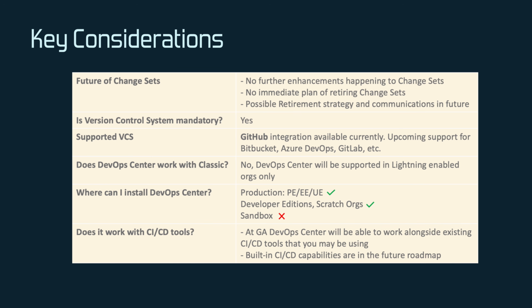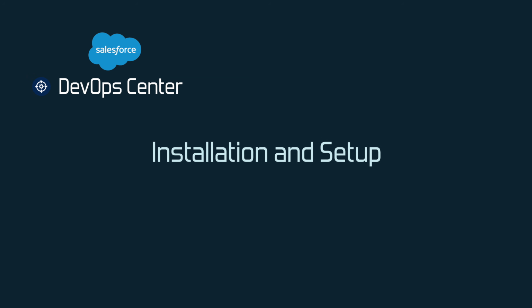DevOps Center only works in Lightning and can be installed in production orgs, developer edition orgs, and Scratch orgs. It cannot be installed in sandboxes. DevOps Center will be able to work alongside existing CI/CD tools, and built-in CI/CD capabilities will be coming to DevOps Center in the future. So let's jump into the demo and see how DevOps Center is installed and configured.